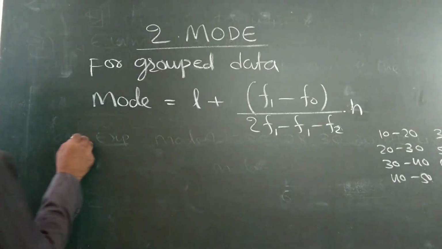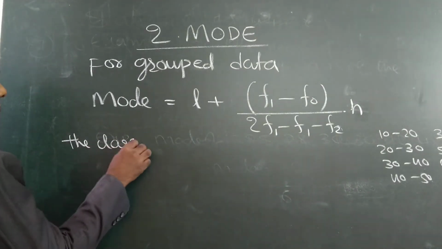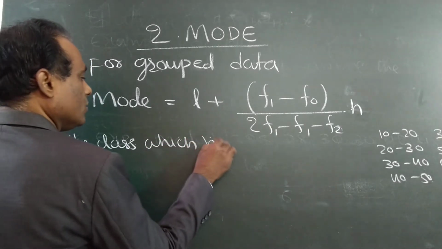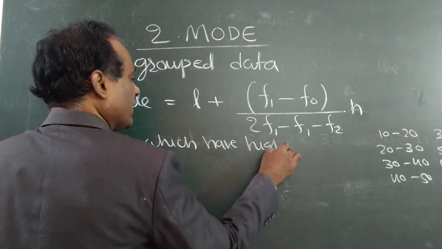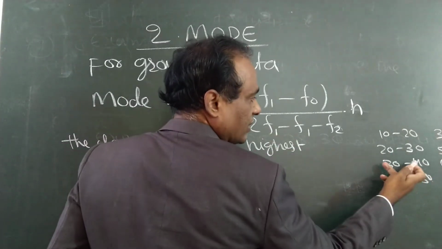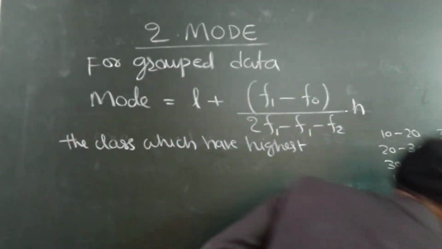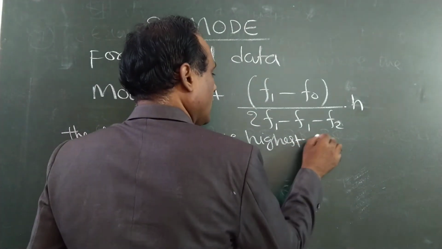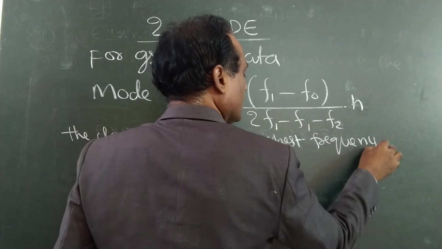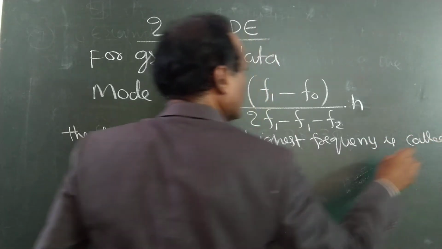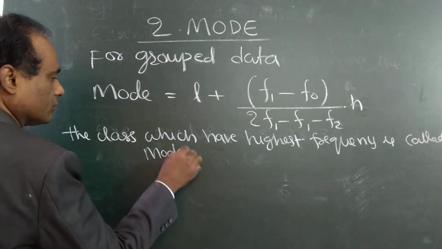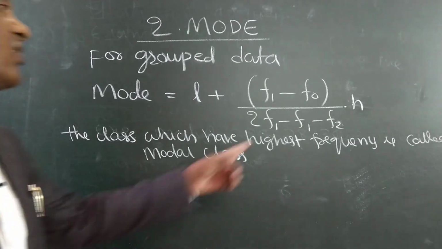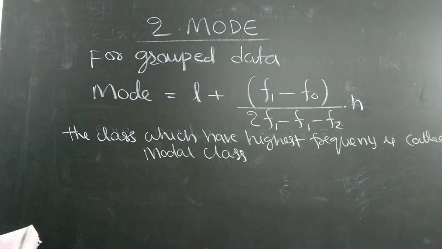Write down. The class which has the highest frequency is called the modal class. First we have to decide the modal class. The class which has the highest frequency is called the modal class. Write down.